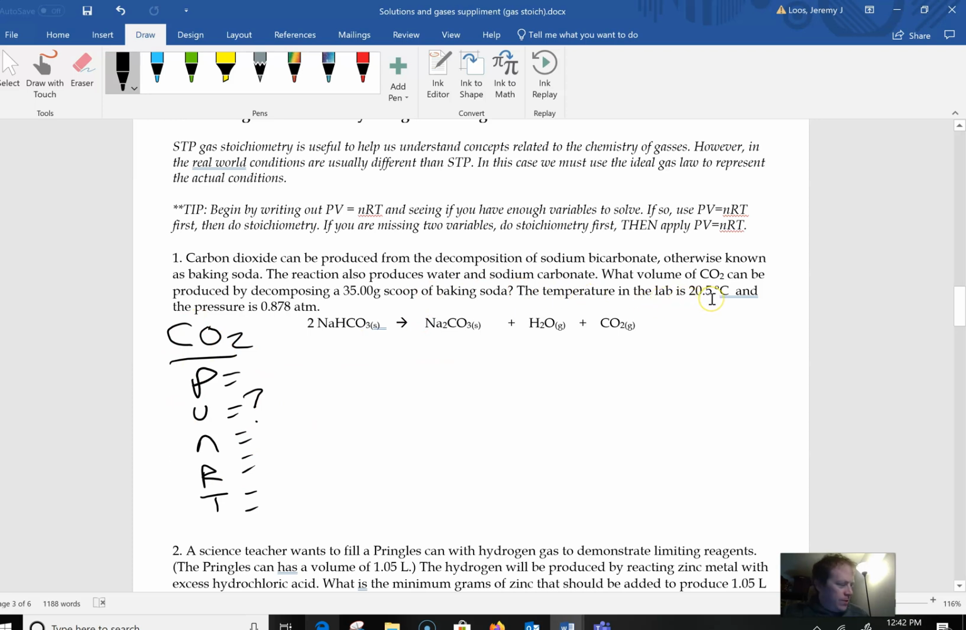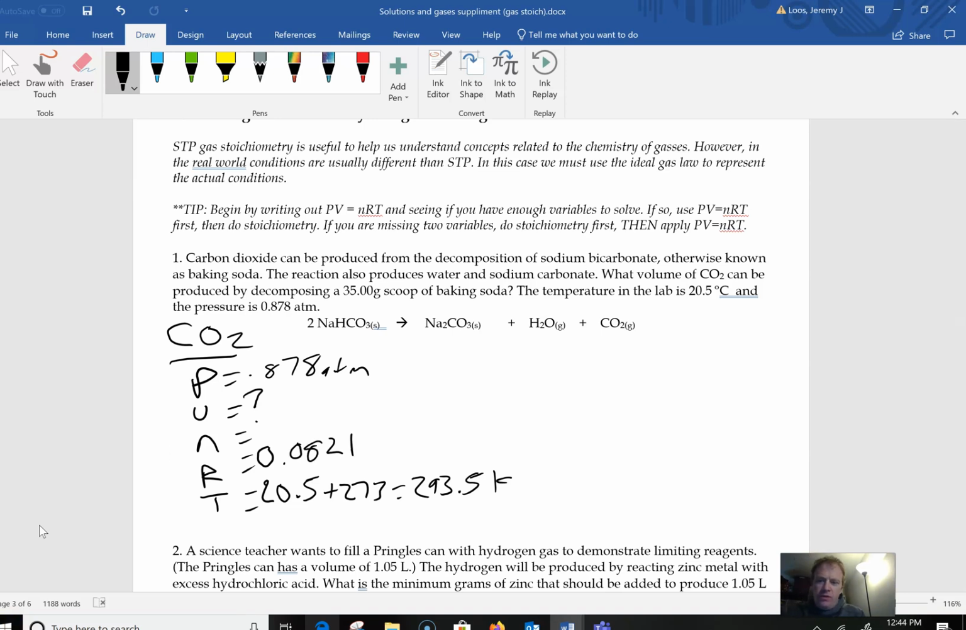The temperature in the lab is 20.5 degrees Celsius, but of course I have to change that to Kelvin, so I add 273 to get to my Kelvin temperature there. And then the other information I have here is that the pressure is 0.878 atmospheres, so I can put that in for my pressure. We can always put in R because that's a constant, so we can just always fill that in no matter what.